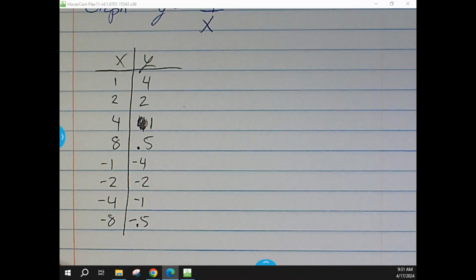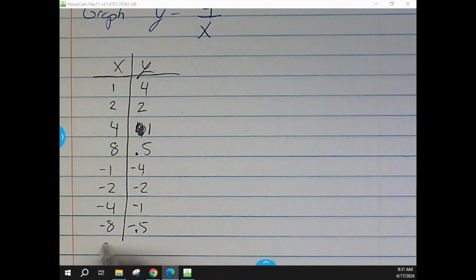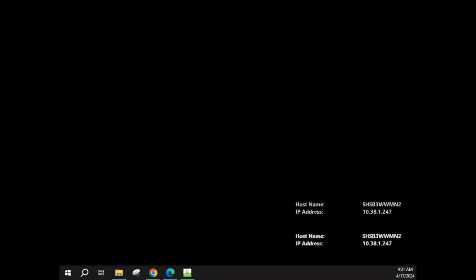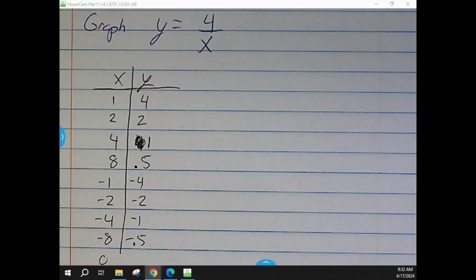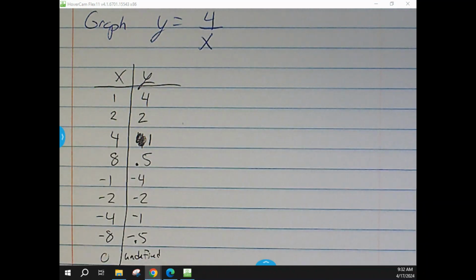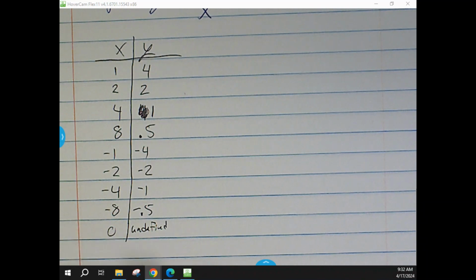Okay, now here's where the key part comes in. What if I plug in 0? What is 4 divided by 0? So 4 divided by 0 would be undefined, not possible. And that's what we're looking for, that at x equals 0, we're not going to get an answer. That's where they're saying this thing has an asymptote. So if we were to graph these points so you could see it.